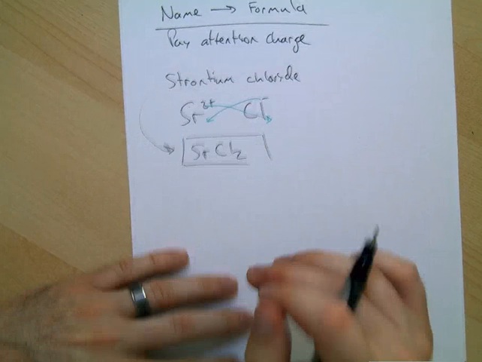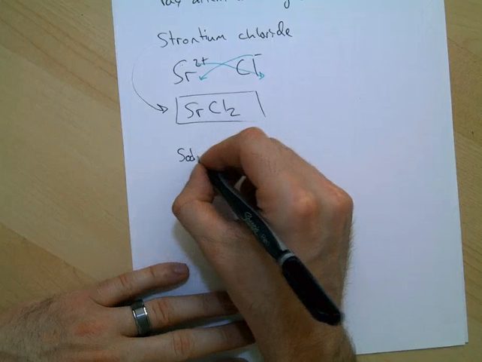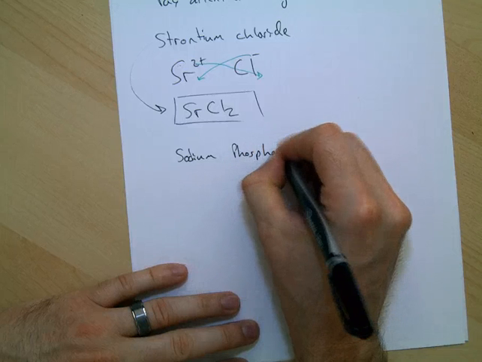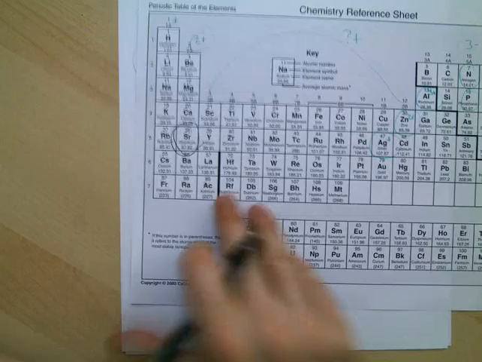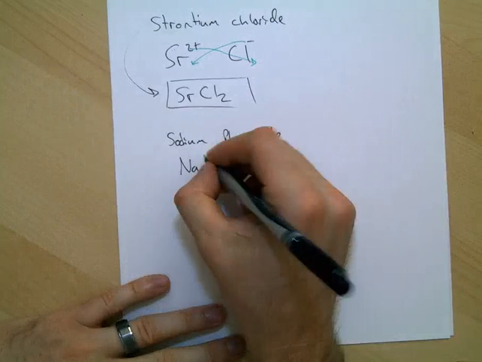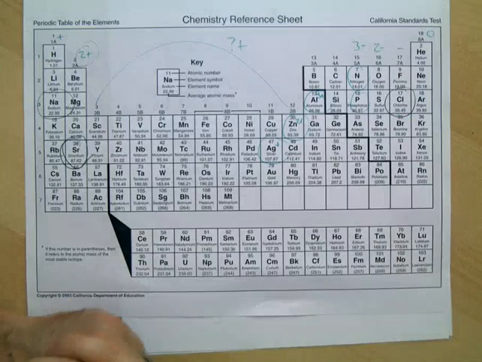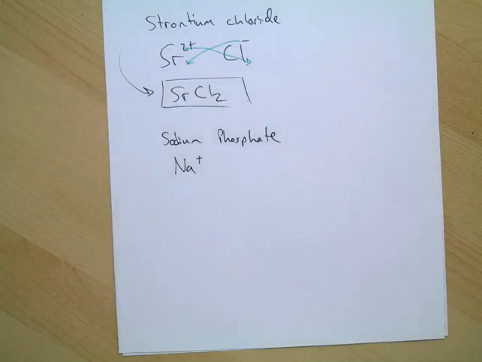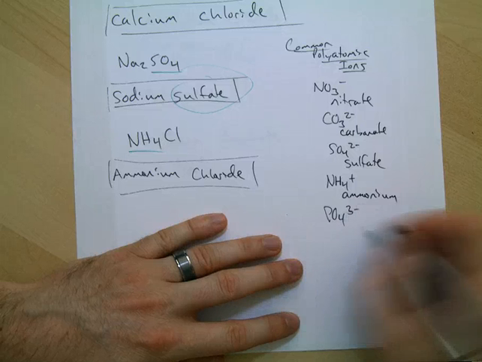Let's do another example. This time we're going to translate sodium phosphate. Okay, I know sodium is Na. I know in the periodic table it's in group 1 right here, so it's got to have a positive 1 charge. But don't make the mistake of thinking that phosphate is P and it has a negative 3 charge. That's completely incorrect. Phosphate is on our list, or at least it should be, of common polyatomic ions that we're going to see a lot.